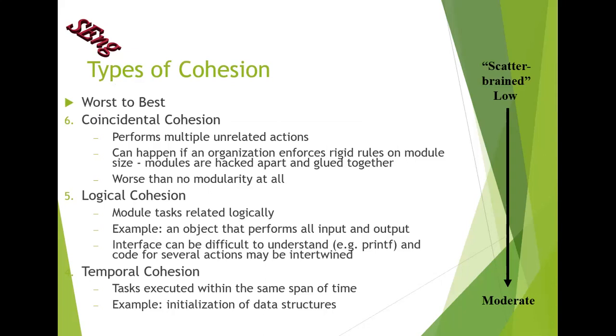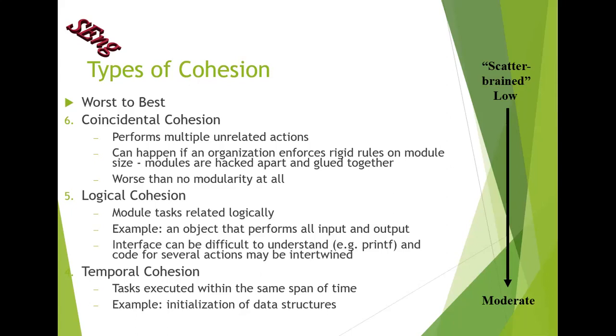Here are the types of cohesion, worst to best. That means coincidental cohesion, logical cohesion, and temporal cohesion. In coincidental cohesion, a module performs multiple unrelated actions. This can happen if an organization enforces rigid rules on module size. Modules are hacked apart and glued together. Worse than no modularity at all.